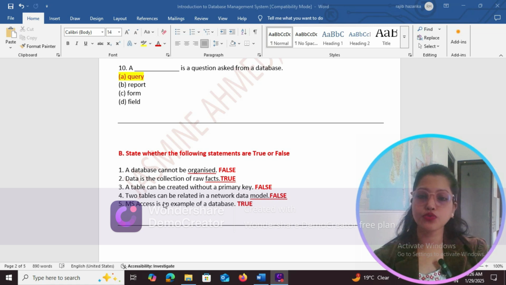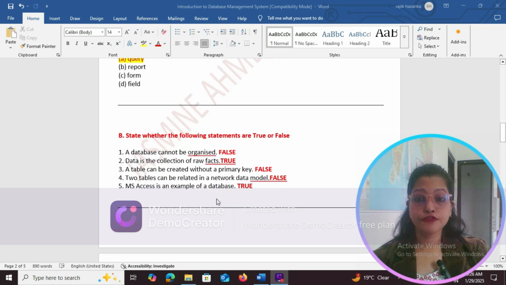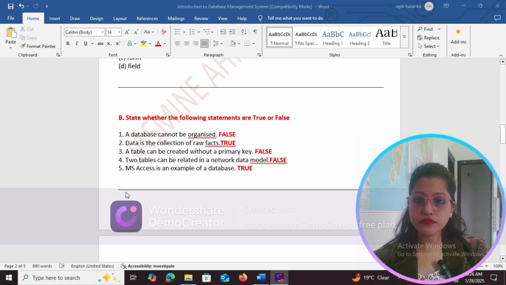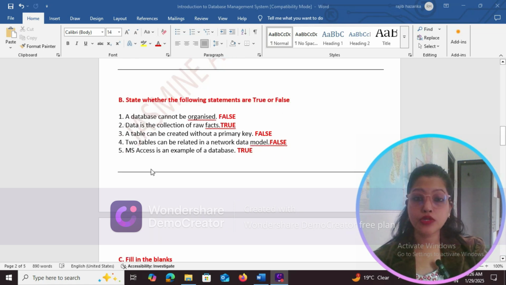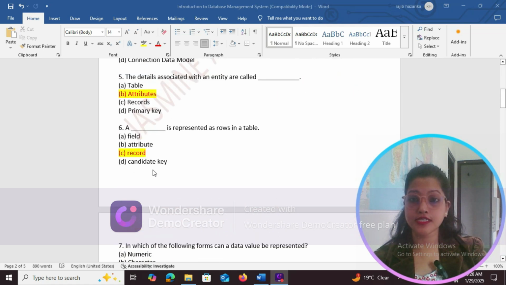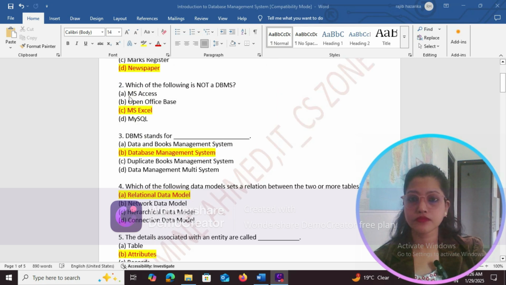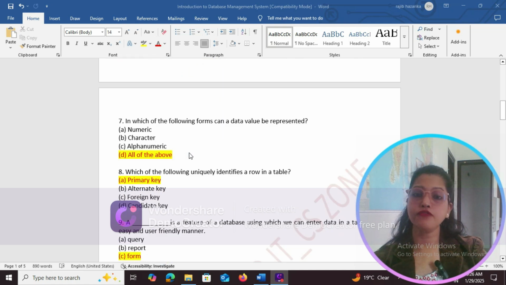Number two, data is the collection of raw facts. It is true. A table can be created without a primary key. No, it is not possible. We cannot create a table without any primary key. So it is false. Two tables can be related in a network data model. False. MS Access is an example of database. Yes, it is true. MS Access is a database, so it is an example of database.